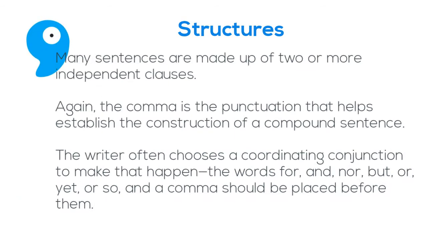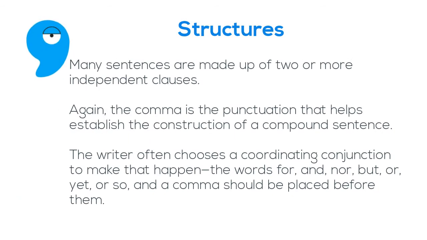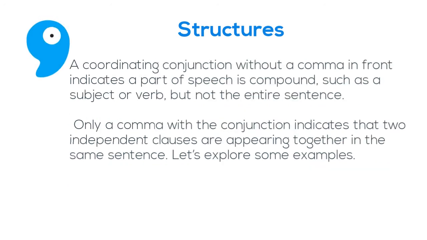Structures. Many sentences are made up of 2 or more independent clauses. Again, the comma is the punctuation that helps establish the construction of the compound sentence. The writer often chooses a coordinating conjunction to make that happen. The words for, and, nor, but, or, yet, or so, and a comma should be placed before them. A coordinating conjunction without a comma in front indicates a part of speech is compound, such as a subject or verb, but not the entire sentence. Only a comma with the conjunction indicates that 2 independent clauses are appearing together in the same sentence.